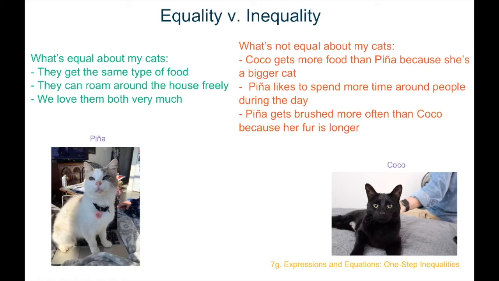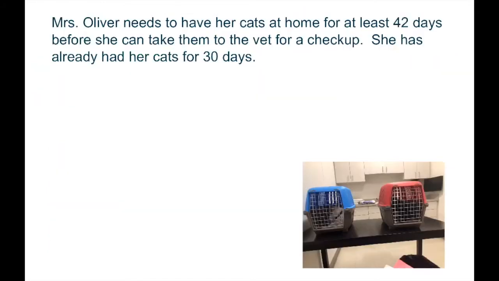So there are some things that make my cats equal, and there are some things that make them unequal. Okay, so we're going to talk about inequalities today, and when we're talking about inequalities, the two sides of our inequality may not be equal to one another. In fact, a lot of the times, the reason we use inequalities is because our two sides are not going to be equal to each other. So I want us to start thinking about this, and we're going to use this example.